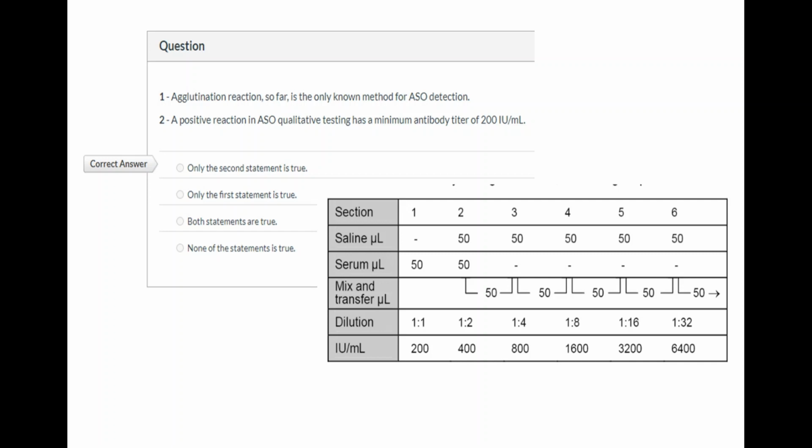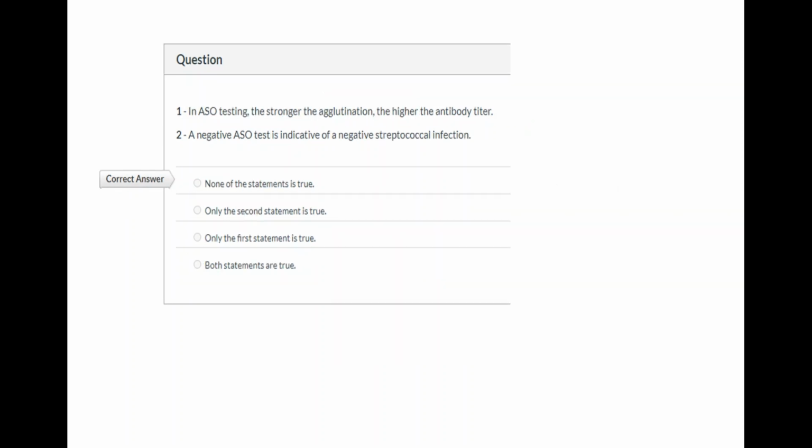If you read the package insert, this table here is found in the package insert. So, this is the minimum limit of detection. There is no dilution here. So, this is a positive reaction with no dilution. That gives a minimum of 200 IU per ml. 200 IU per ml again is the minimum limit of detection for ASO testing.